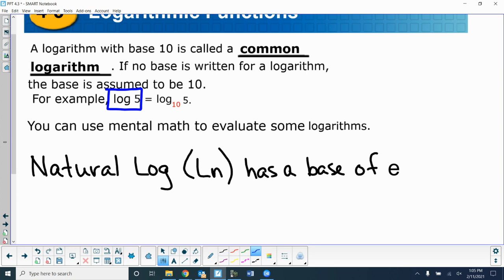Okay? Any other time? It means the little number is 10 if there's no number there. It means the base of the log is 10. All right, and that's the one that's in your calculator.